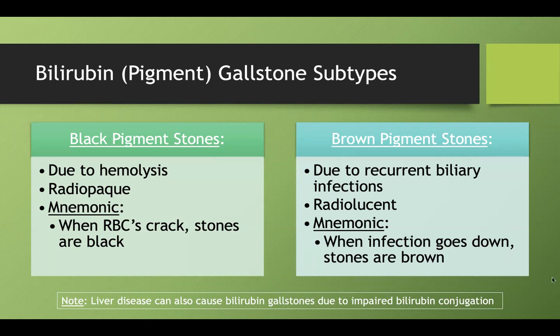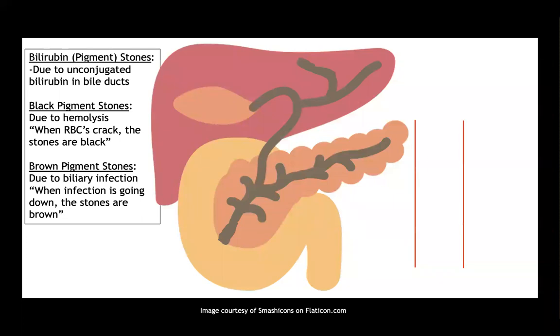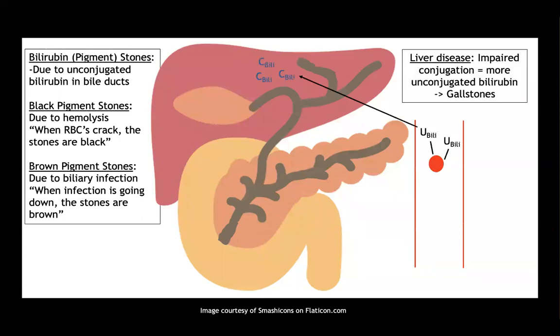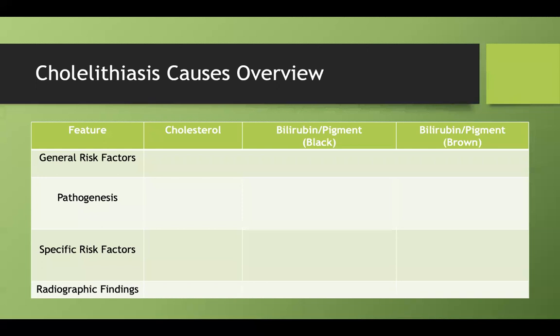You do not need to know that for Step 1, but you definitely need to know how to tell the difference between a black and a brown pigment stone and what conditions cause it, hemolysis versus infection. And let's see, I even added a slide on this. Again, I don't think this is that important. This is just about how liver disease can basically cause more unconjugated bilirubin, and it forms a mix of brown and black stones. Not tested ever on Step 1. I don't know why I kept that in there. Maybe just for completeness' sake for you guys.